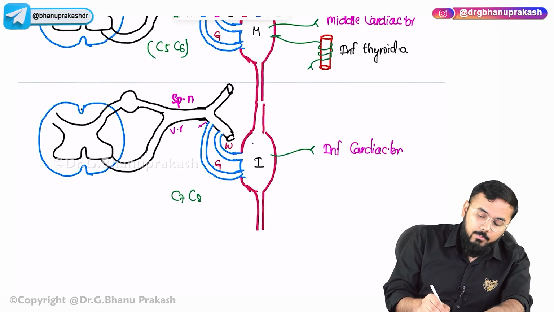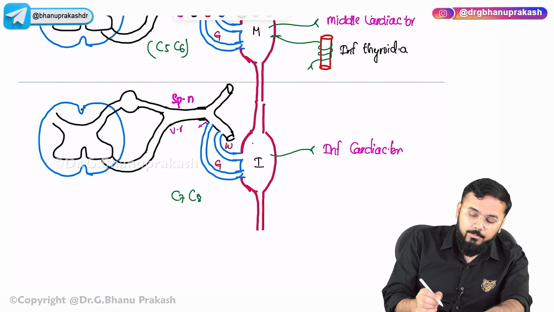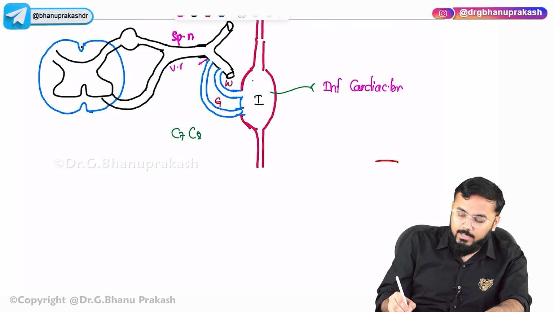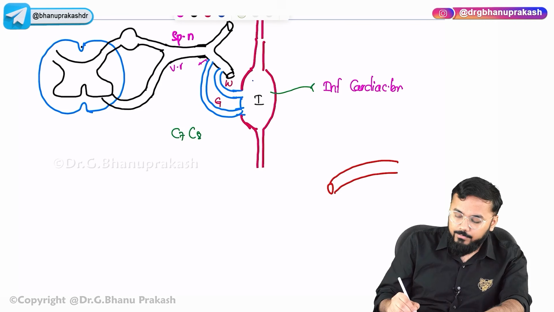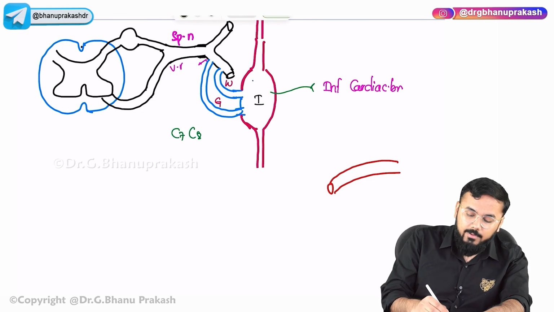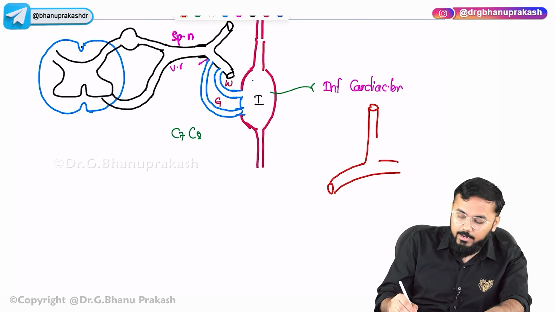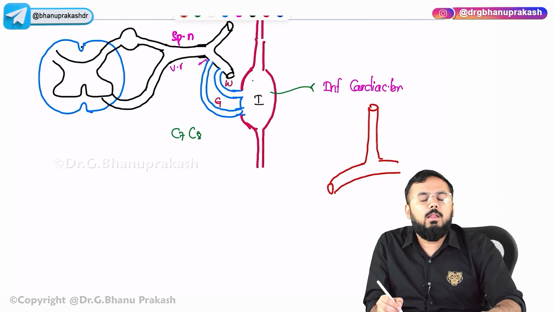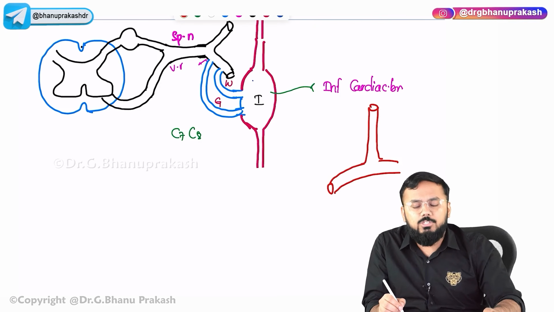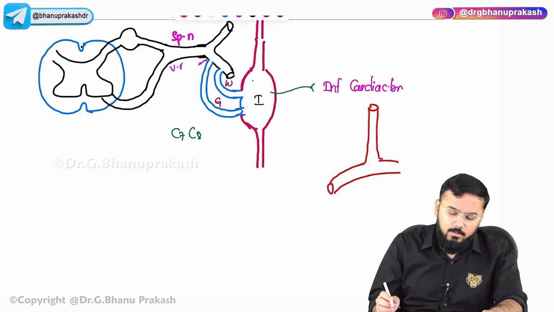Next, tell me about the branches of the subclavian from the previous lectures. You know that here we have the subclavian artery, right? A branch of the subclavian artery comes out from both sides. This is called the vertebral artery. You remember that both vertebral arteries meet together in the pontomedullary junction, forming the basilar artery, right?